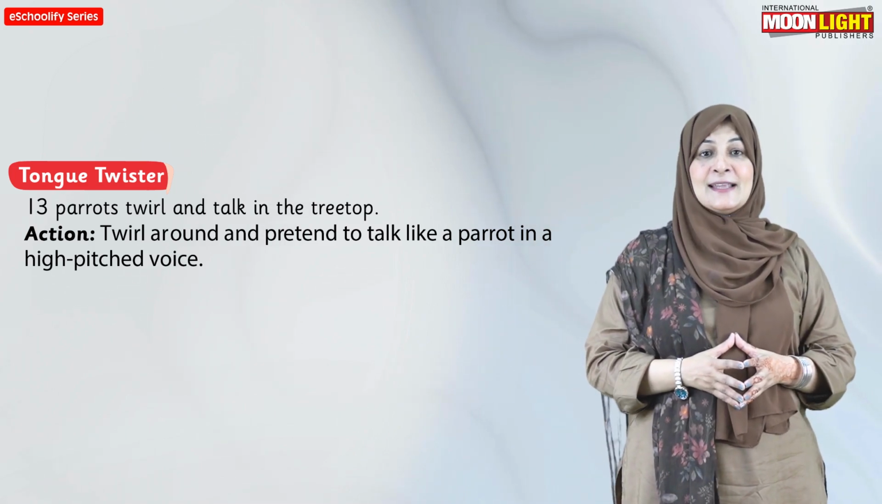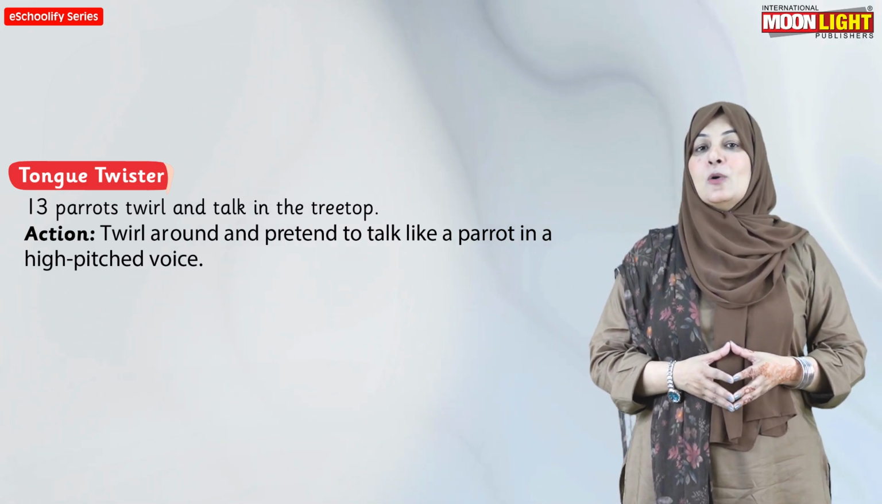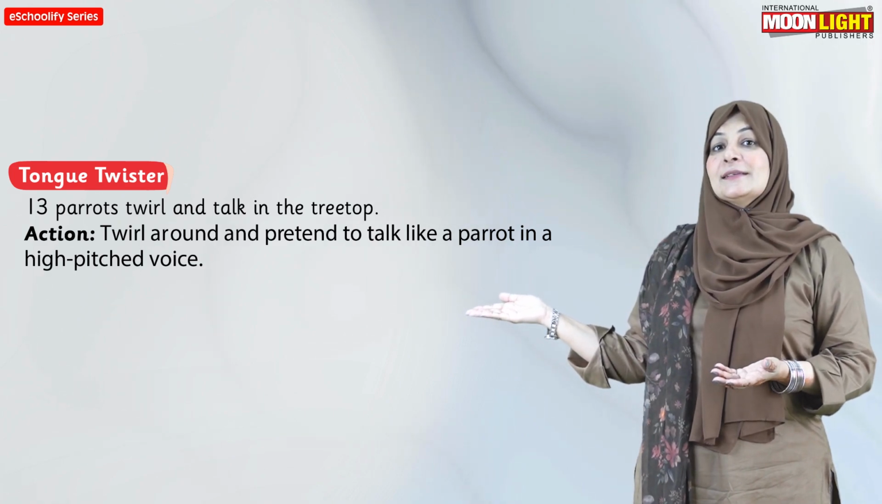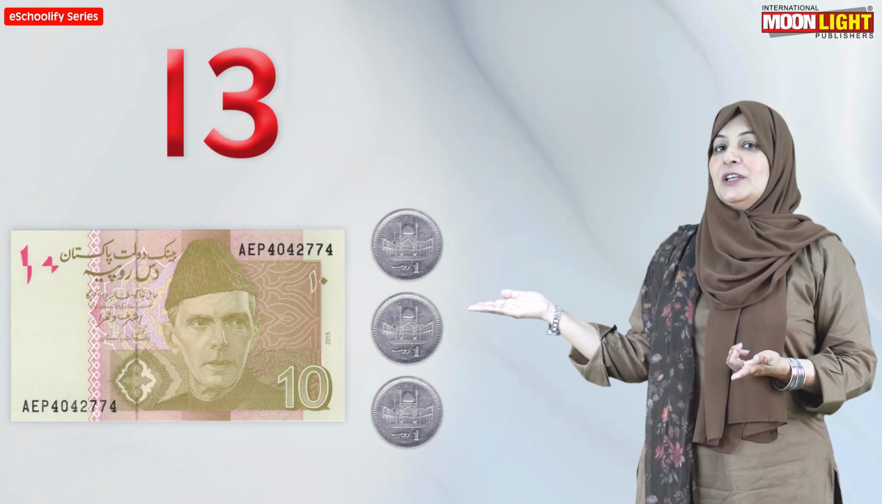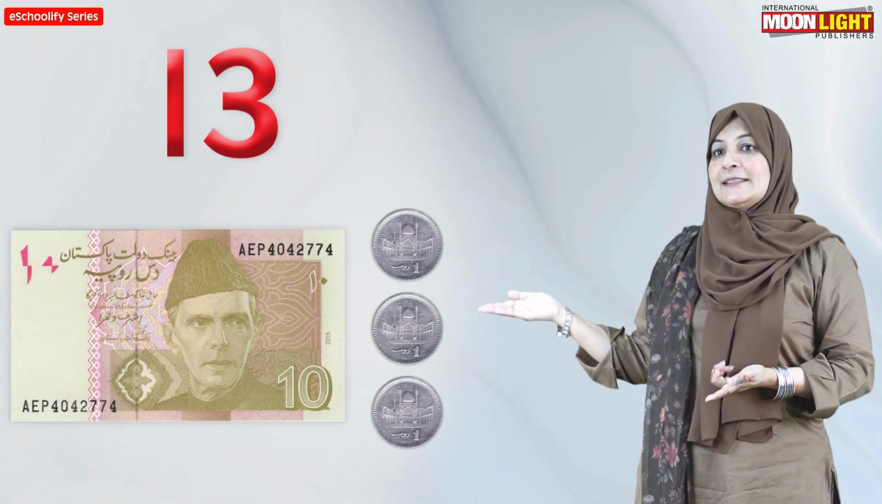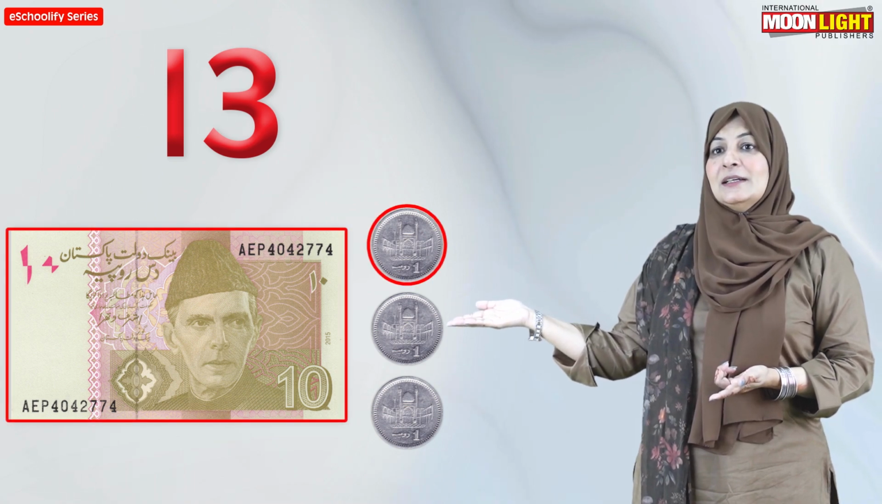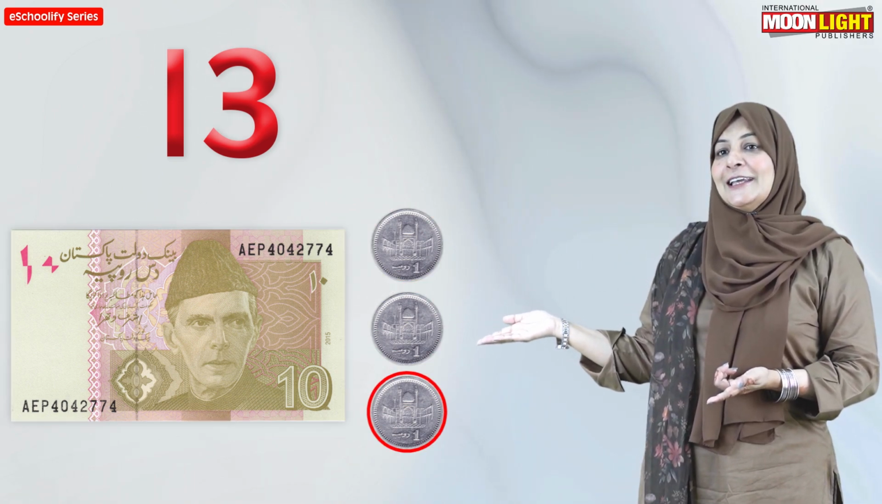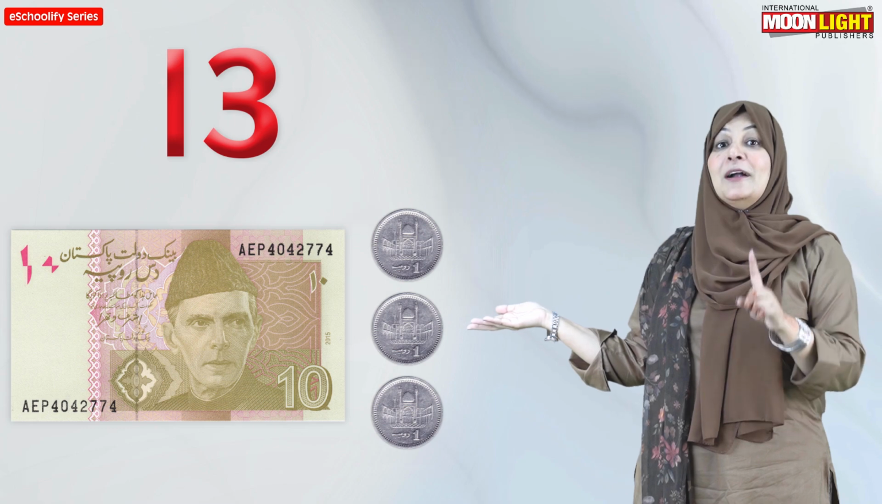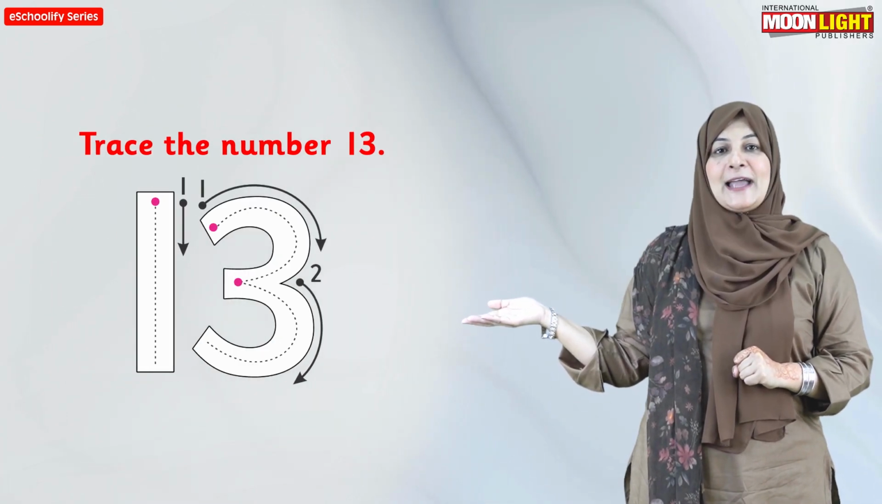So let's pretend. Okay, now look over here. Here's a 10 rupee note and 3 coins. 10, 11, 12, 13. This is number 13. Very good. How to write it?